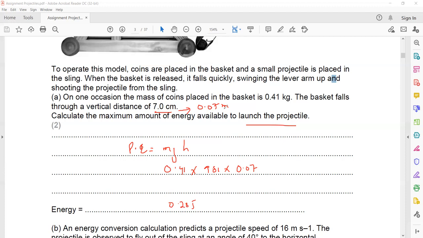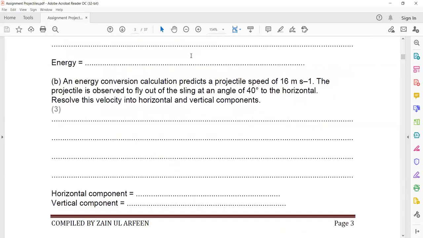The next part, an energy conversion calculation predict that the projectile speed is 16 meter per second. So this projectile is launched with a speed of 16 meter per second, the missile, and it observed to fly out from a sling at an angle of 40. So it's making an angle 40. So it's not exactly horizontal. It is coming out with a speed of 16 meter per second and making angle 40 degrees. Resolve the velocity into horizontal and vertical components. So how we can work out the horizontal and the vertical component? So we have the velocity given 16 meter per second making angle 40.